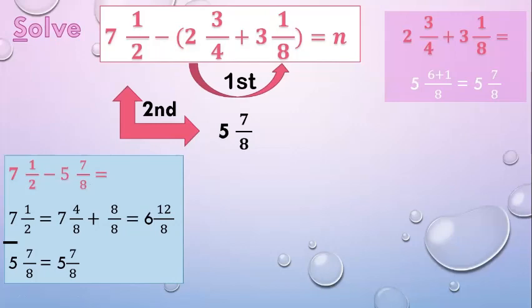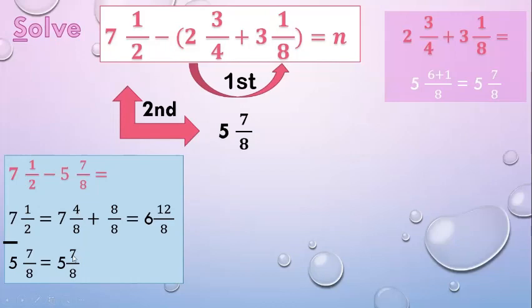Okay, please do follow. Don't get lost. So we have here 7 and 1/2 minus 5 and 7/8. So here, let's use the LCD. 8 divided by 2, that's 4. Times 1, you have 4. 8 divided by 8 is 1. Times 7, it's 7. Now, can you subtract 7 from 4?